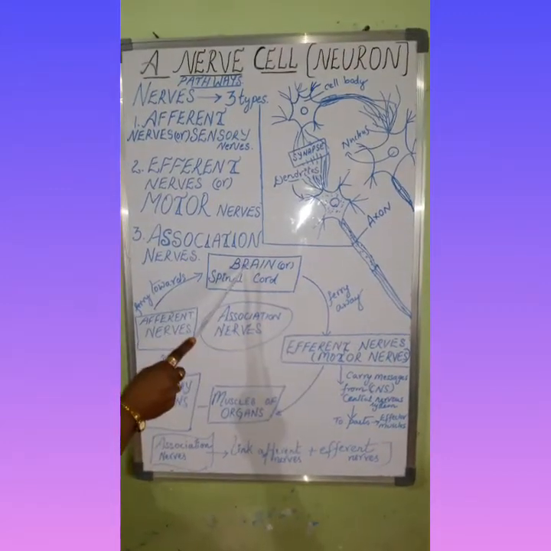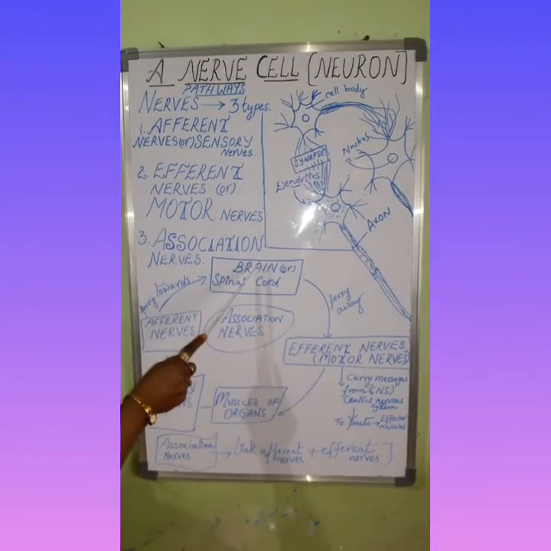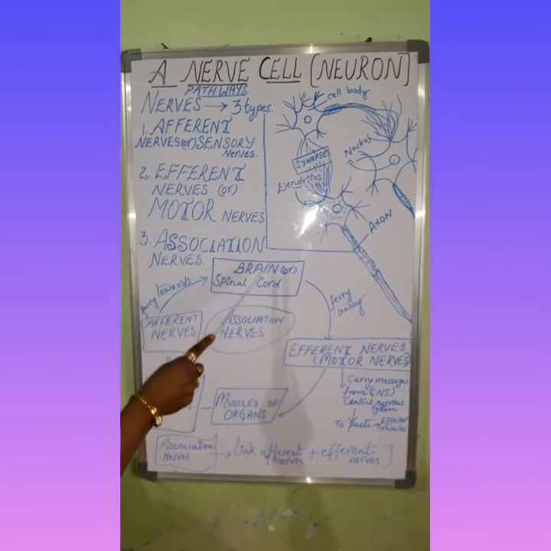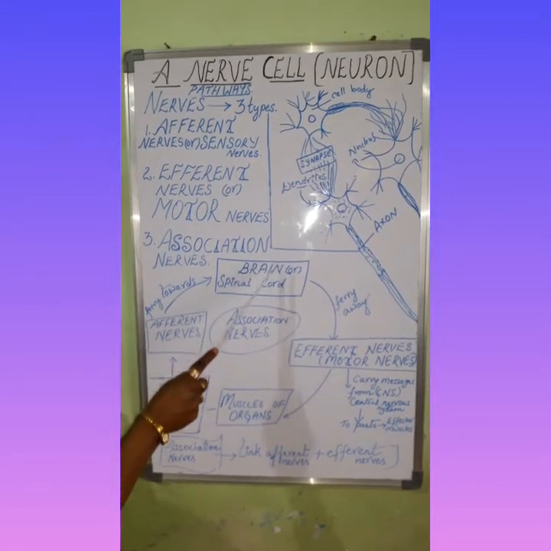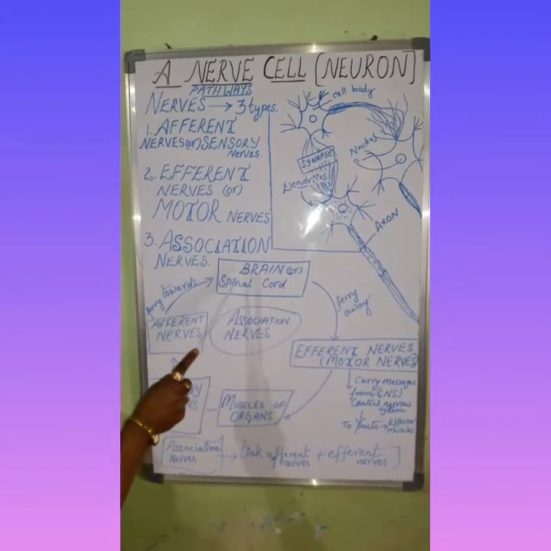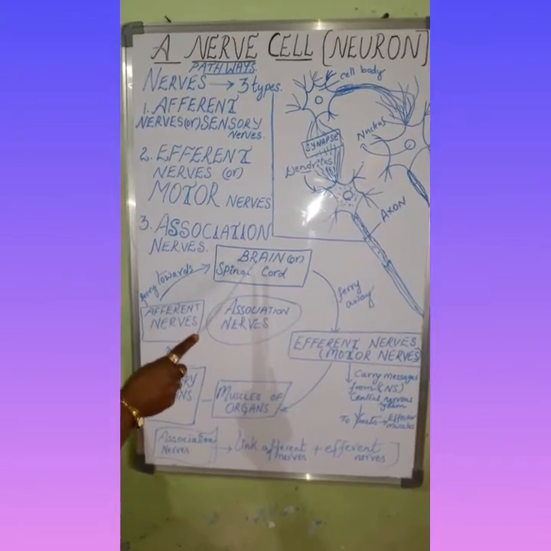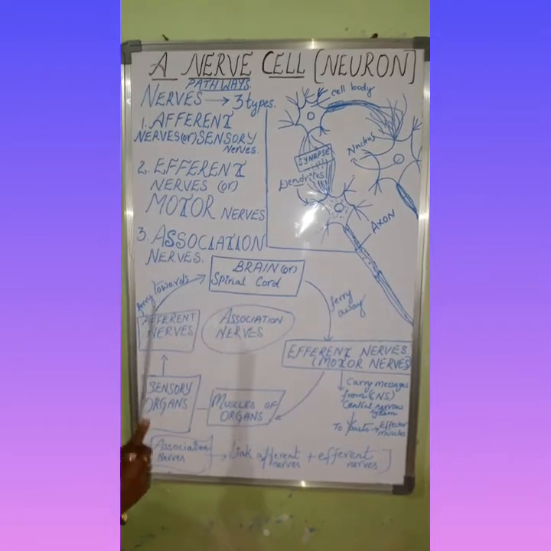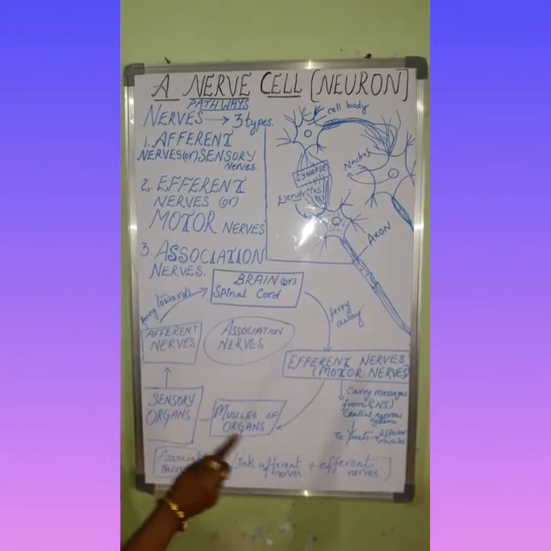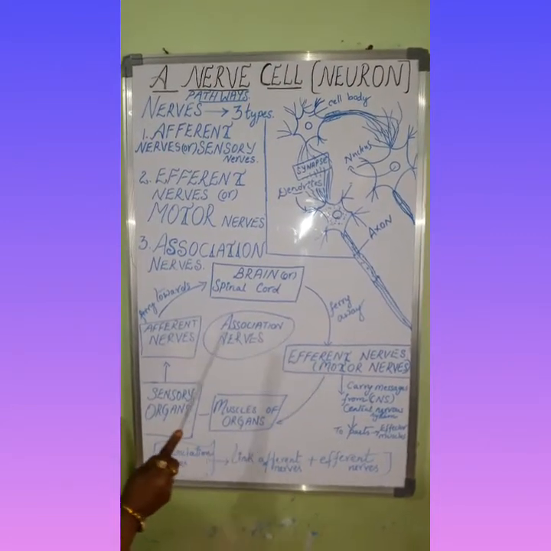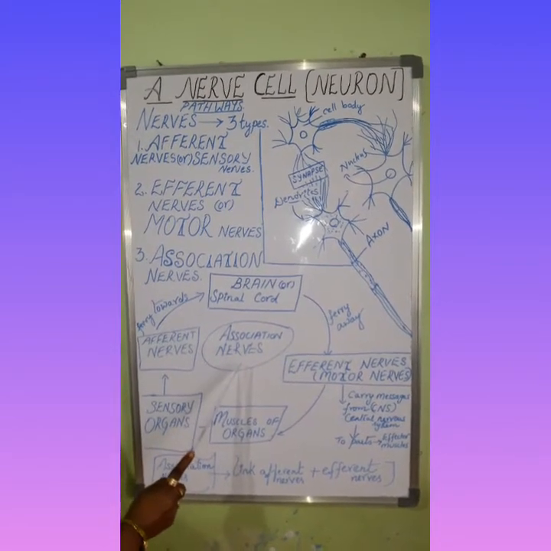The brain is the chief organ in the nervous system. The messages are sent either to the brain or the spinal cord. So the pathway of the nerves is broadly distinguished into three types: afferent neurons, efferent neurons and association neurons.